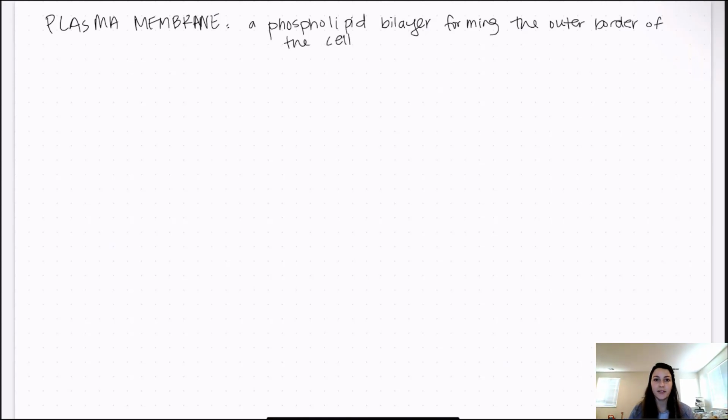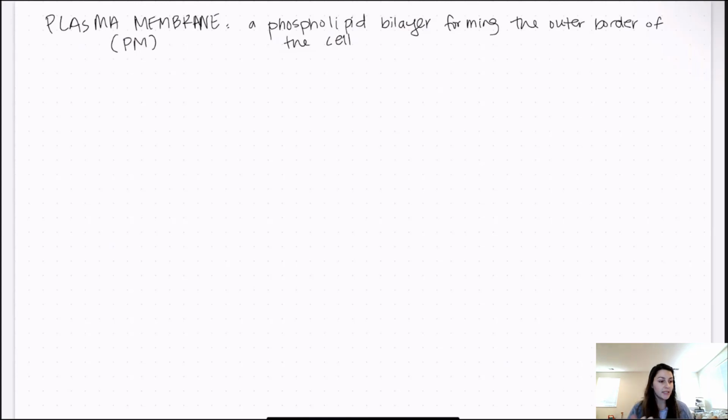And a qualifier to this is all membranes, even those around our organelles that we talked about last week, are still a phospholipid bilayer. But the phospholipid bilayer that forms the outer border of the cell has a special name. That's plasma membrane. And for shorthand, since we'll write this a lot, we can call it PM, plasma membrane.